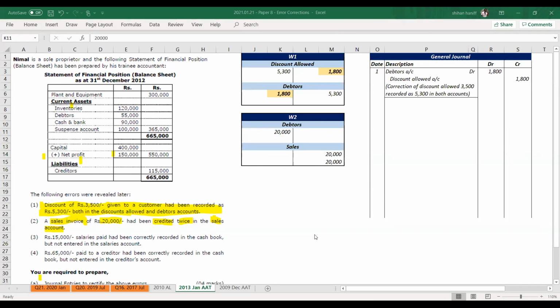There is a question, should we do the workings in the exams? No need for the workings, but it's better to do the working and get the answer, so you won't make mistakes.